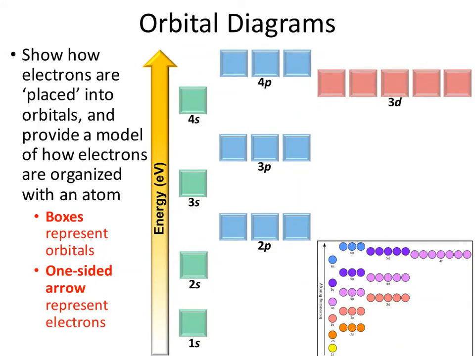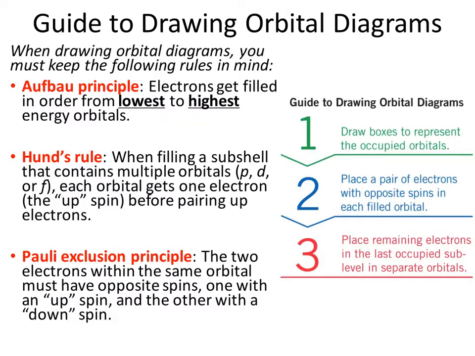So using our orbital diagrams is a nice way of representing how the electrons are arranged within an atom. The boxes, or maybe sometimes you'll just see lines, represent the orbitals, and one-sided arrows, which look like this, show the electrons. So what we're going to be doing is putting the electrons in these different orbitals to populate them based on a certain method. Now, when it comes to drawing these orbitals, you have to keep a few rules in mind. The first one is the Aufbau principle, which in German basically means to build up. So you go from the lowest energy levels to the highest energy levels, and also the orbitals in between.